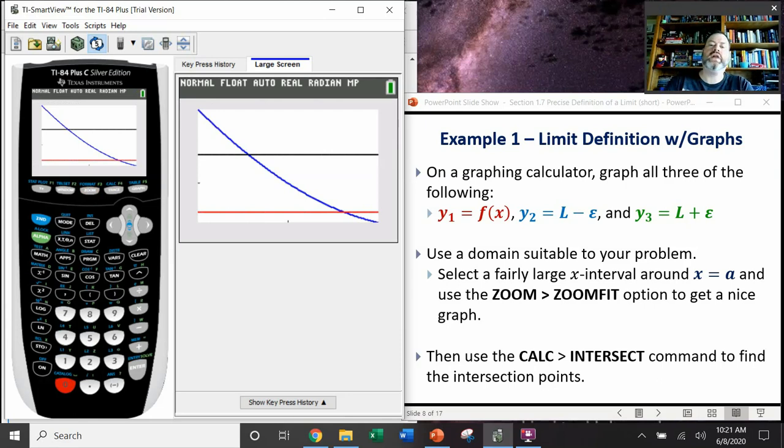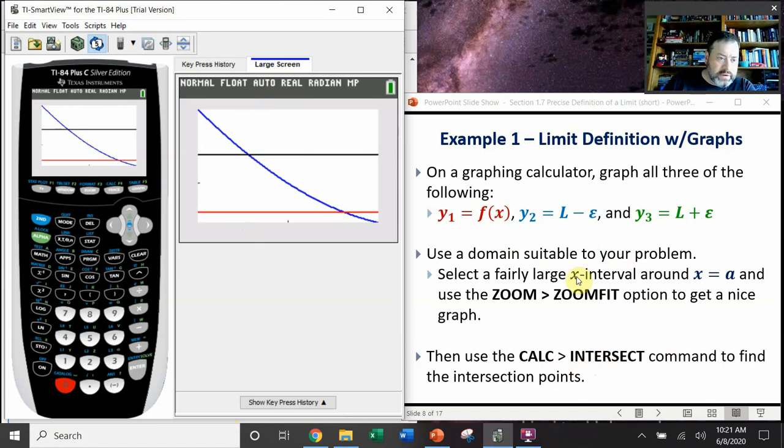Okay, the colors are all switched because when I built this thing, I used a different program, but you can change the colors around in here if you have a calculator that looks like this one. But the function is the blue one, and the top and bottom line are these two. Now, we're going to use the calc intersect command to find the intersection points.